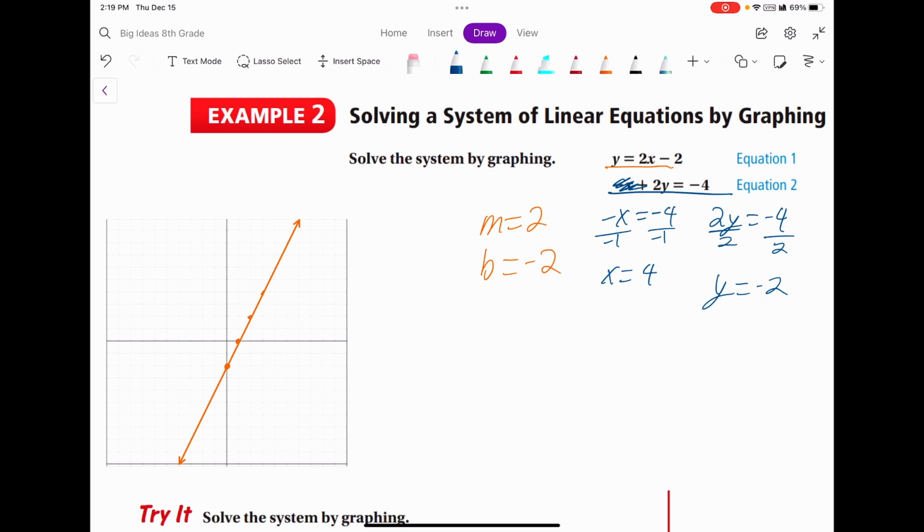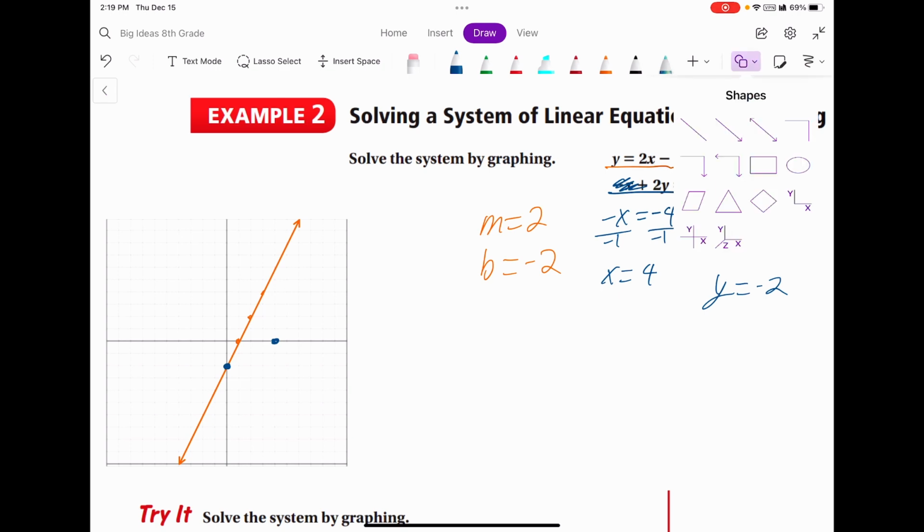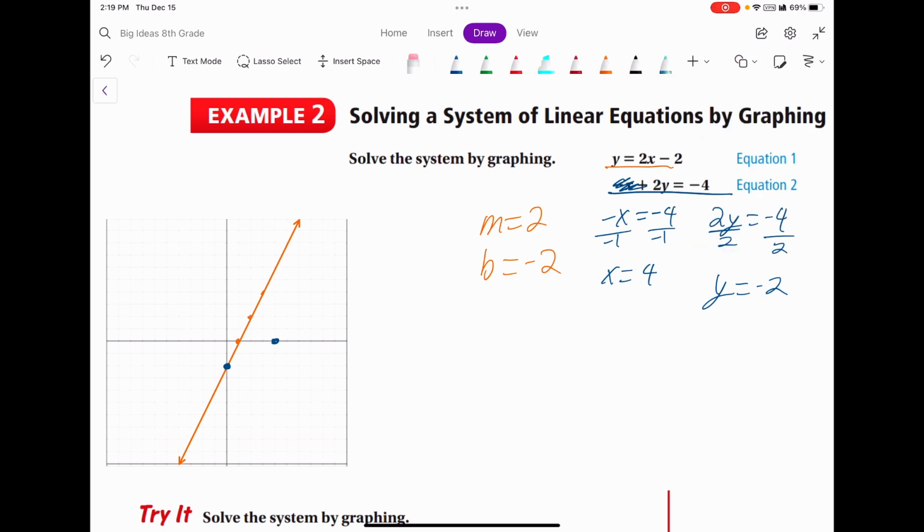And we see x is 4. So on my x-axis, I want to go to 4. 1, 2, 3, 4. So there's my first point. On my y-axis, I want to go down to -2. Hey, look at that. Looks like we got it right on that point now. So then I'm going to draw in my line, and there we go. Our solution to this system is 4, -2. Okay, so that's what you're kind of looking for here.